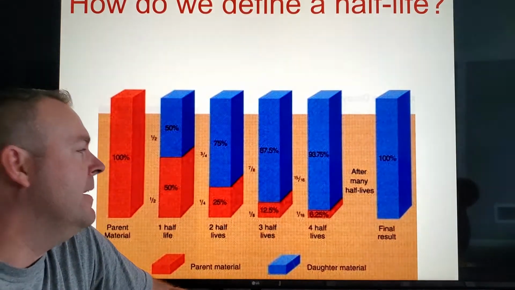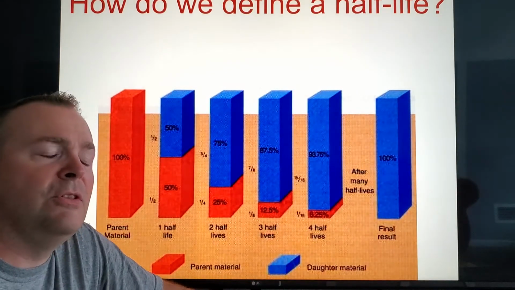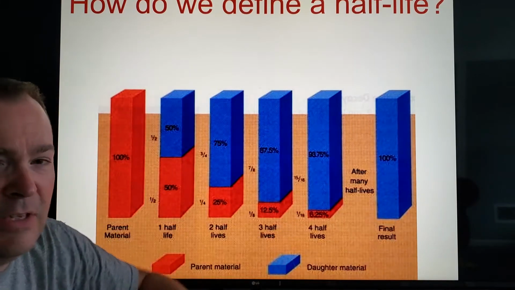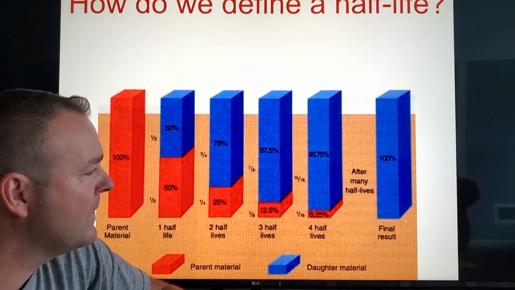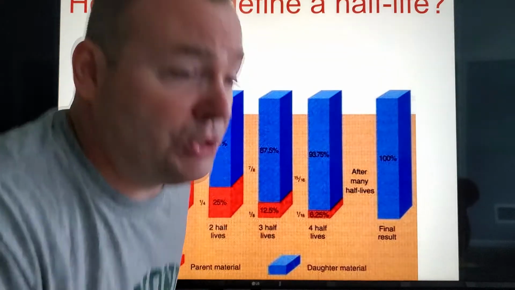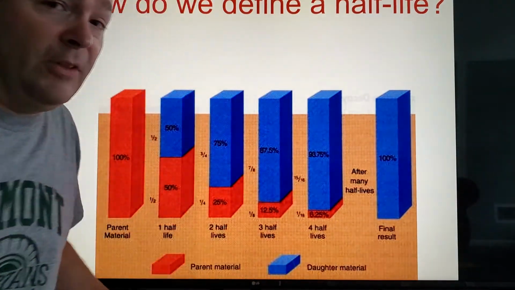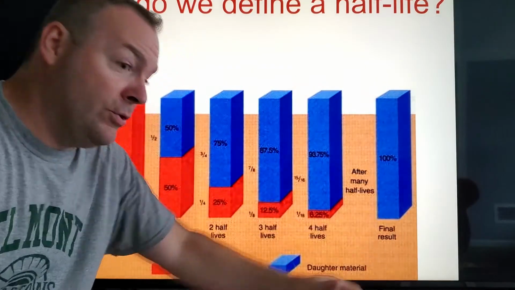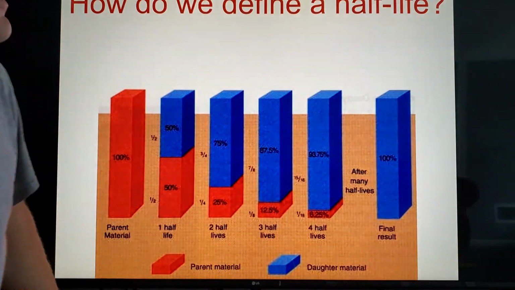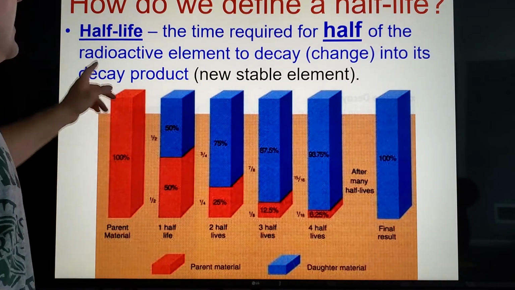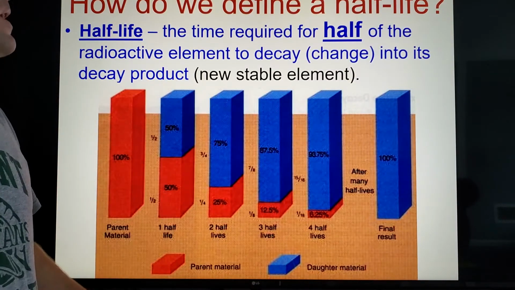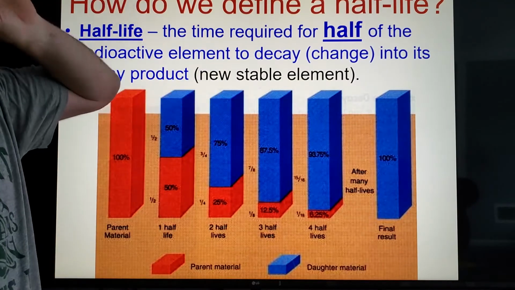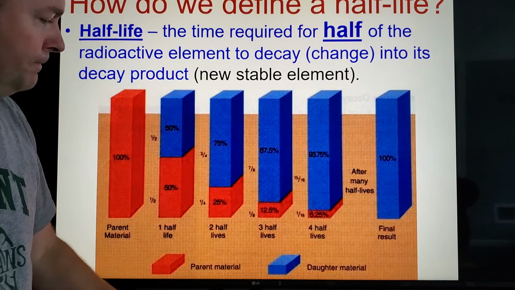All right? 15 or 20 half-lives into the future, there's so little parent left that the amount is insignificant. You can't measure it anymore. Okay? If that happens, then you got to switch to a different element that has a slower half-life so that you can date older things without running into the scenario where you run out of the original parent product. Or parent material, should I say. So there's your half-life definition, right? The time required for half of the radioactive element to decay into its new element, its daughter product.